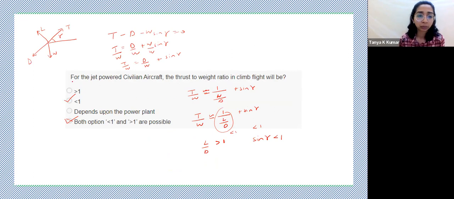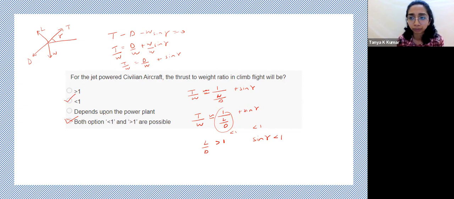So let me repeat the question again. For a jet-powered civilian aircraft, the thrust-to-weight ratio in climb flight will be. So these are the equations that we had derived last class, and we had seen that L/D is always greater than 1, and hence this term is always less than 1. And this term also, since the flight path angle is less than 90 degrees, the entire thing will be less than 1. So for a civilian aircraft, the flight path angle tends to be very, very small. Why is it very small for a civilian aircraft? Why do we want it to be small?